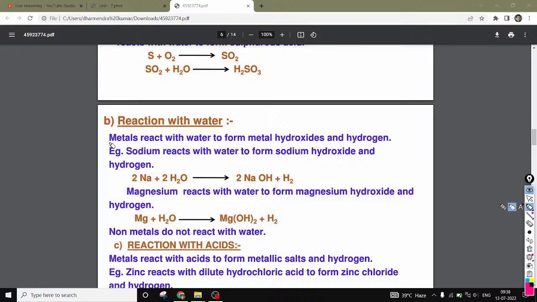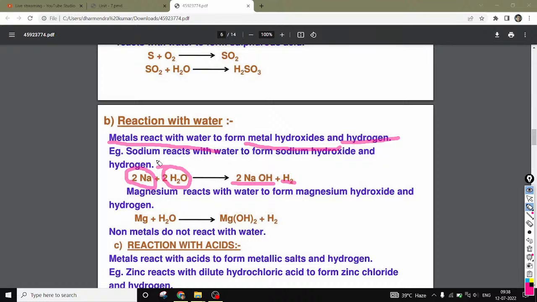Remember one thing, if you have any metal, that metal is going to react with your water, so they are forming metal hydroxide and hydrogen, right? So here you can see sodium is your metal, and when sodium is reacting with H2O, water, they are forming sodium hydroxide plus H2 gas, meaning hydrogen gas. Example, sodium reacts with water to form sodium hydroxide and hydrogen.